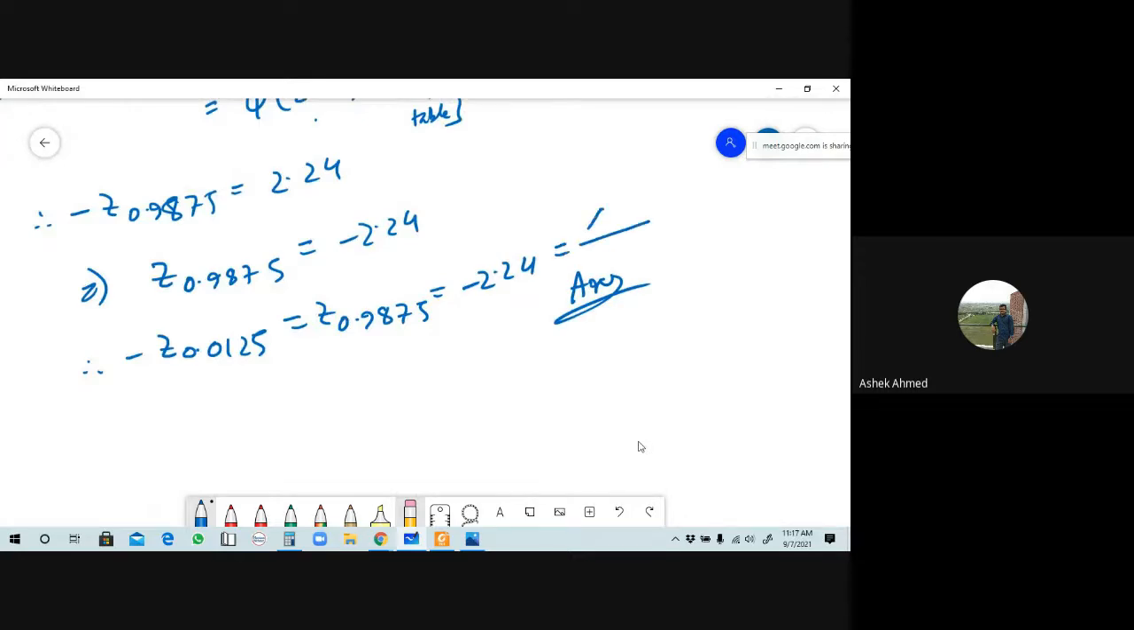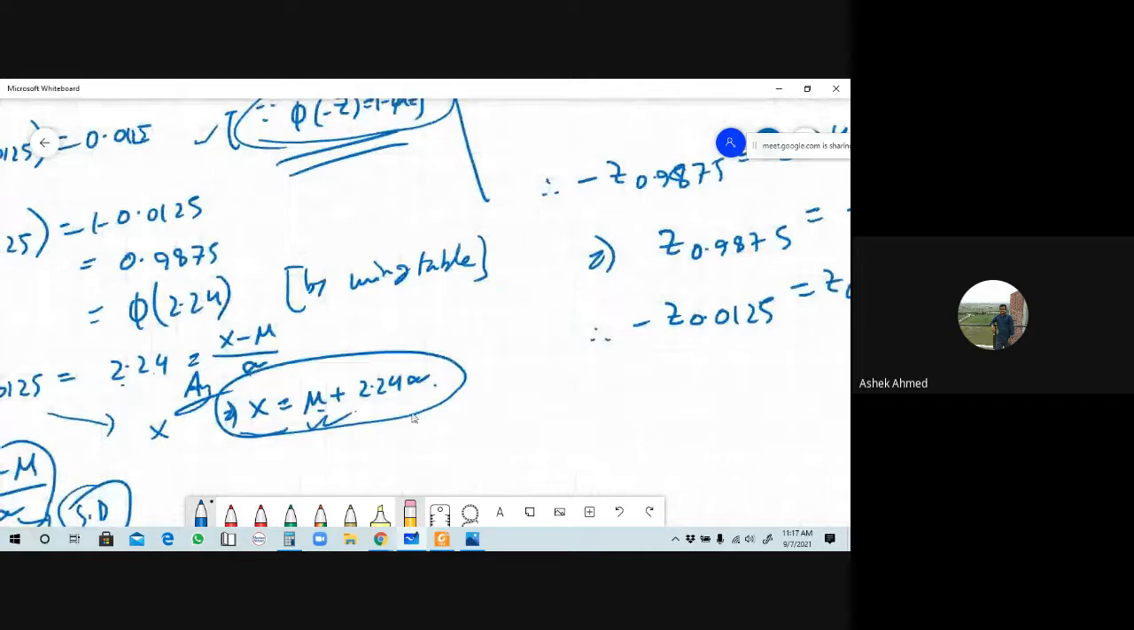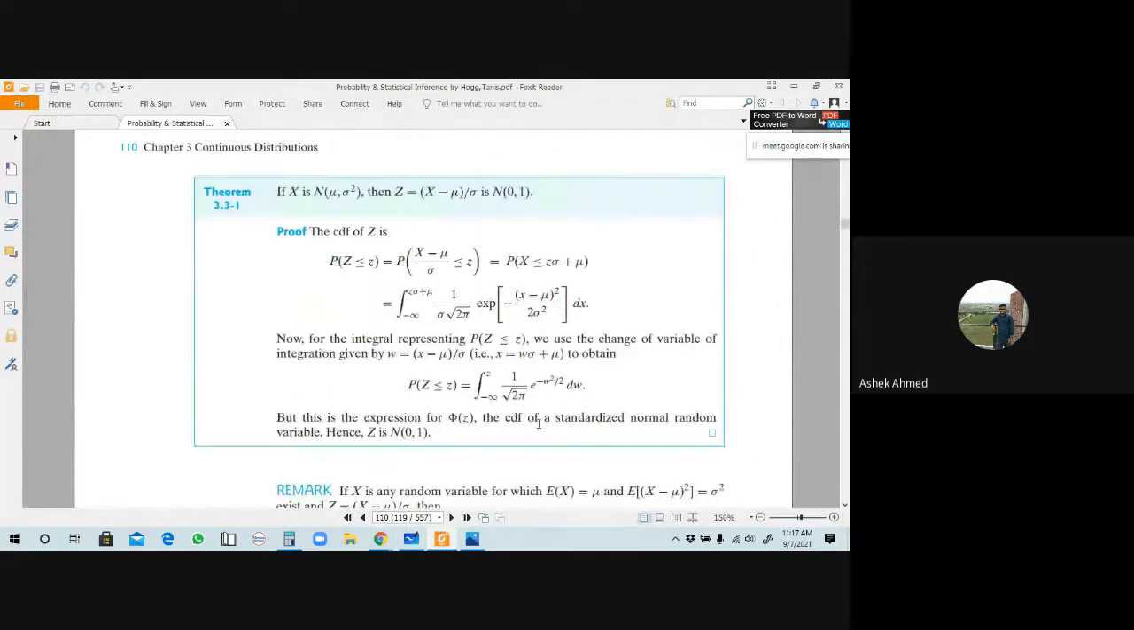That will be x minus mu by sigma. Okay, from here you can say that the values of x will be mu minus 2.24 into sigma. Okay, this is the value of x here. And the other value of x is mu plus 2.24 into sigma here. Okay, this is the relationship between normal variable and standard normal variable. Now we will derive this formula here.